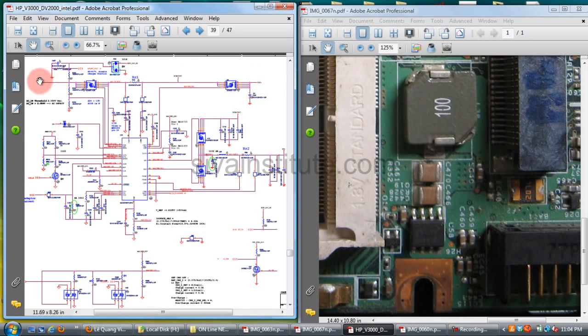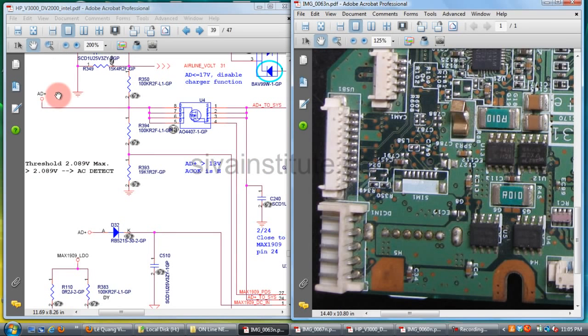So this is the adapter. Adapter voltage comes to this FET. This is adapter plus, and this voltage comes from page number 46. This voltage comes to U4, pin number 5, 6, 7, 8. When you give voltage to these pins, this input voltage comes out from pin number 1, 2, 3. These are input pins, and these are output pins.